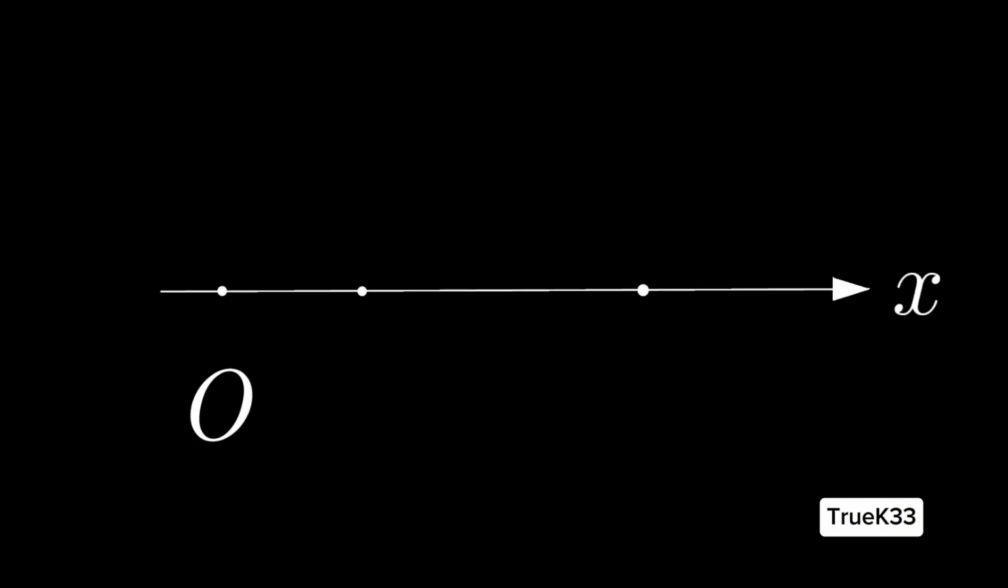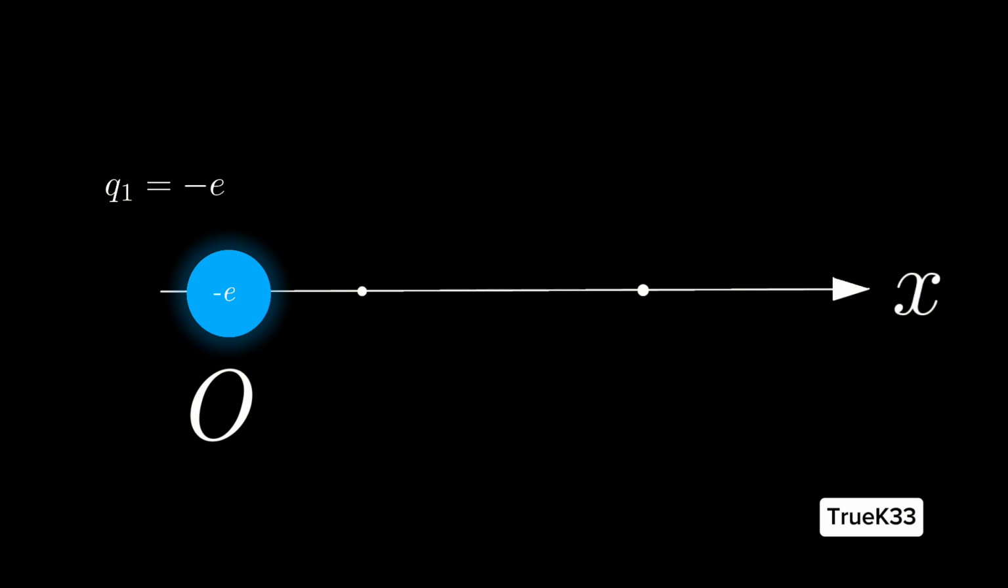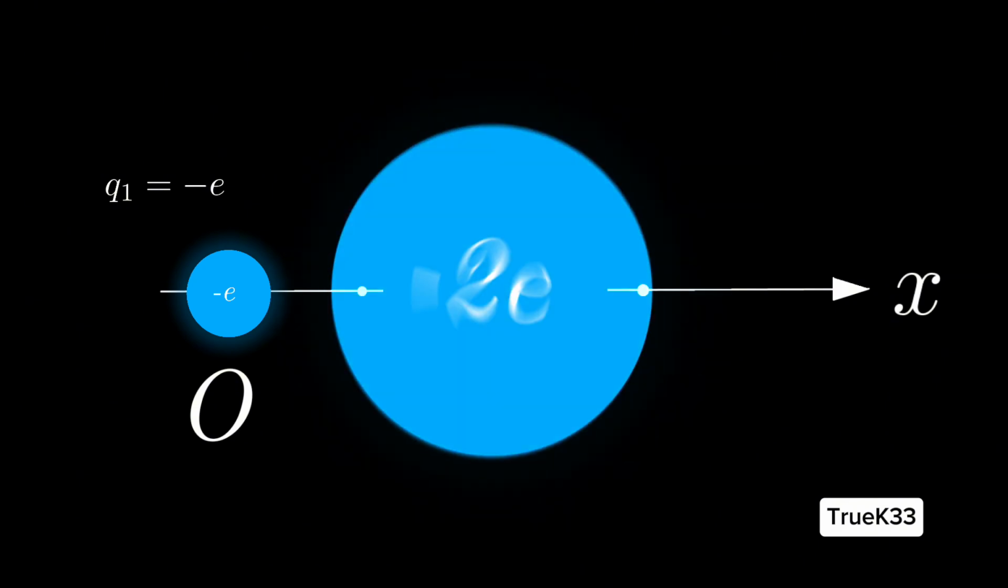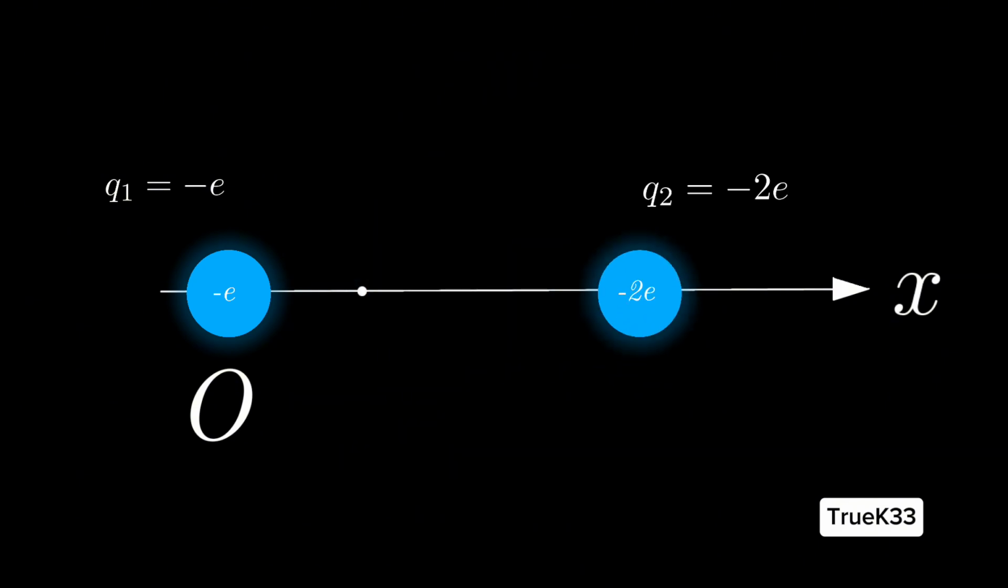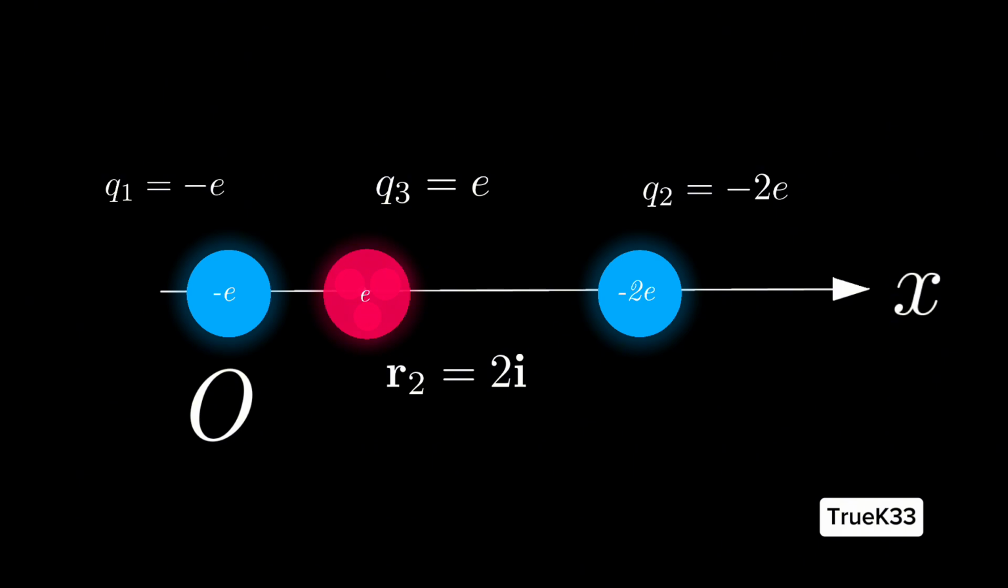Now let me show you an example of how to apply Coulomb's law. The system is composed of 3 charged particles. The first, on the left, has a negative charge, negative e. The second, on the right, has a charge of minus 2e and is located 2 units of distance away from the first. Finally, a third particle with a positive charge e is placed between them at a distance x from the particle on the left.